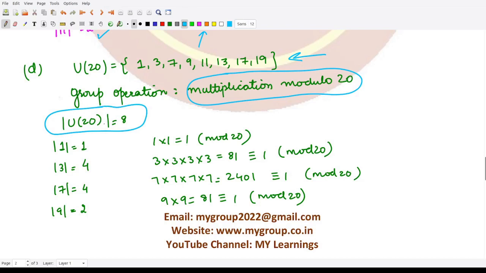Now, what about the order of each element? The order of the element 1 is 1. Similarly, for 3, multiplying it 4 times, you would have 81. 81 mod 20 is 1. So because we are doing it 4 times, its order is 4. Similarly for 7, we are multiplying 7 four times, so that we would have 2401. When you take its mod 20, you would have 1 as the remainder. So the order here is 4. Similarly for 9, 9 times 9 is 81. 81 mod 20 is 1. So you have the order as 2.